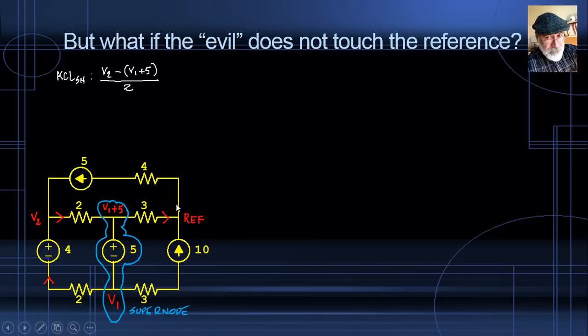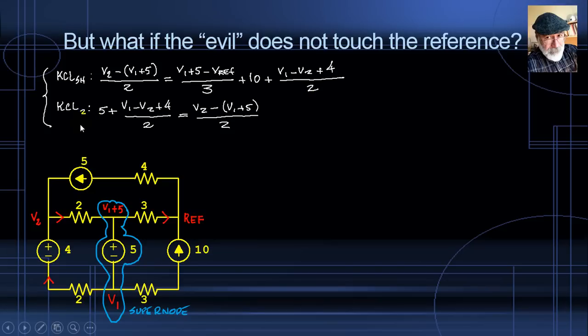And currents leaving on the top. This would be voltage of the origin of the R branch V1 plus 5 minus V reference 0 divided by 3. Excellent. What else? Other currents leaving the supernode. The one here at the bottom, 10 amps on the right, and it is through an RV branch V1 minus V2 plus 4 divided by 2. That is the KCL equation for the supernode that comprises, that surrounds that so-called evil branch.